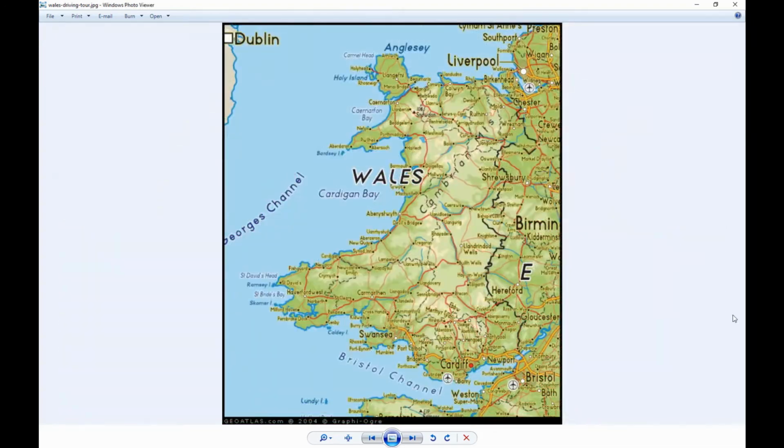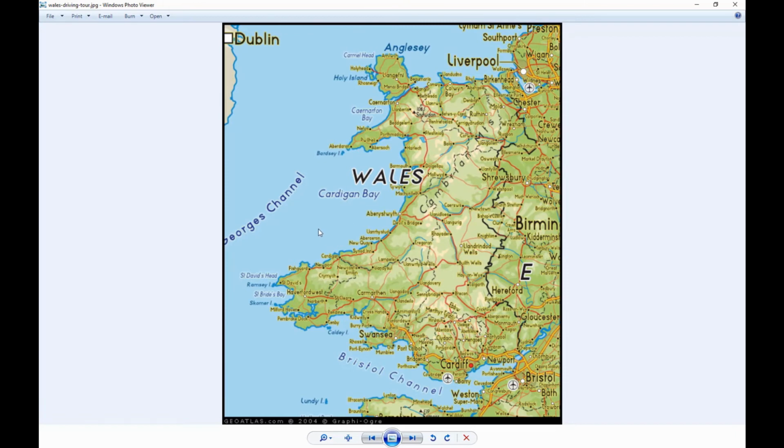So here's a map of Wales. There's Dublin, Ireland up there. Here's the Bristol Channel. We saw that. This is England out to the east here. Here's Liverpool, home of the Beatles. But this is Wales here, and it's about 8,000 square miles. So that would make it comparable to New Jersey in size. So it's about the size of New Jersey.